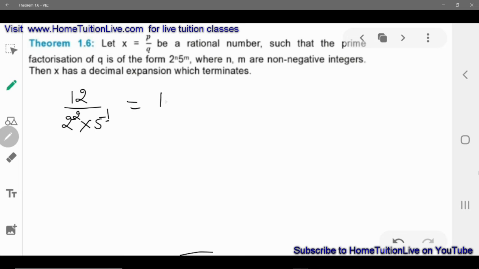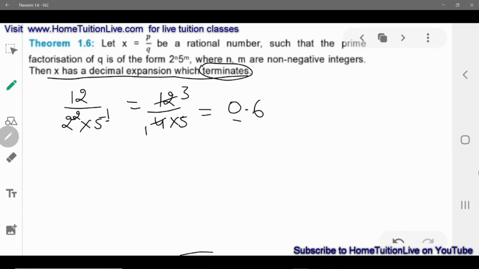Now 4 multiply 5, you will get 0.6. So x has a decimal expansion which terminates. Okay, it is terminating. So the next theorem is 1.7.